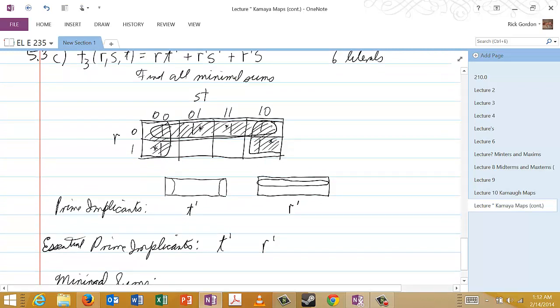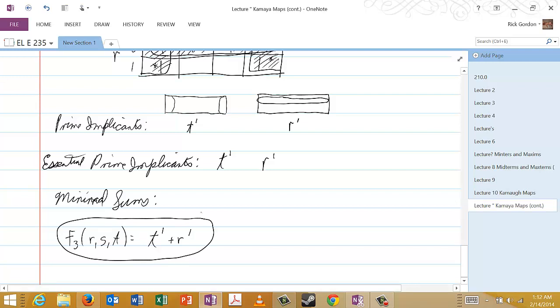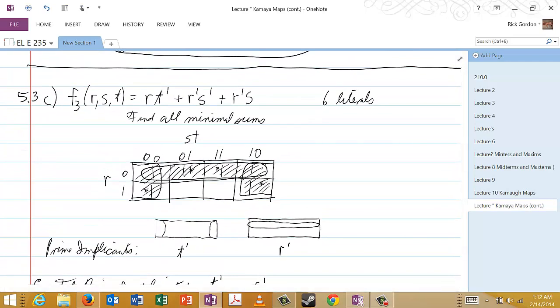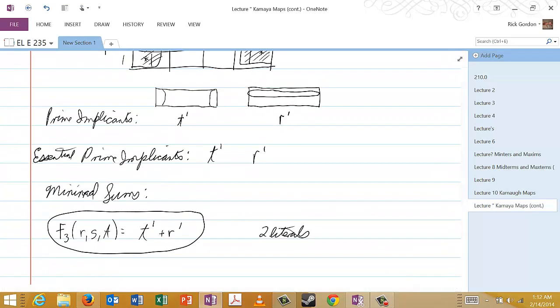And again, as in all our previous examples so far, by merely including the essential prime implicants, we have accounted for the entire function, and therefore this expression is sufficient. It is the only minimal sum for this problem. And note that here we have 2 literals. So by using the Karnaugh map technique, we've gone from an expression with 6 literals to an expression with 2 literals.